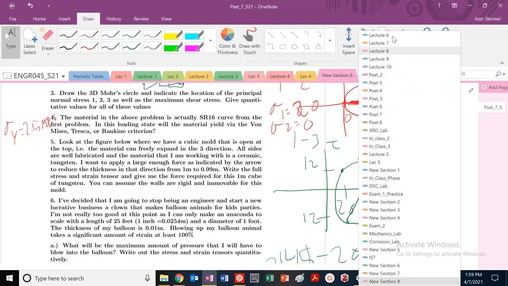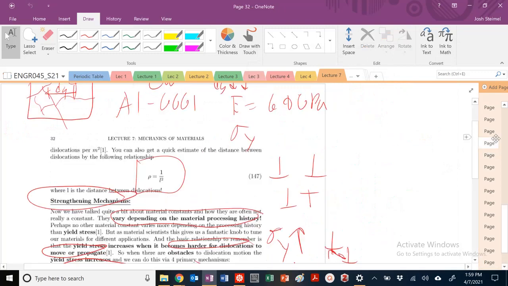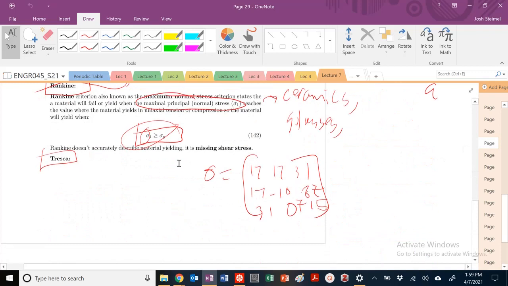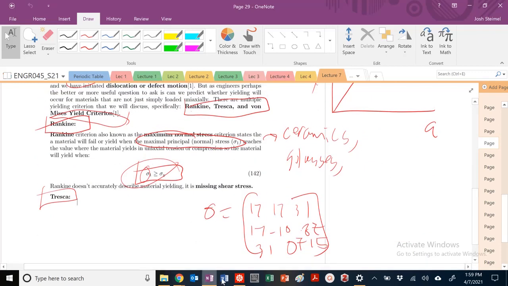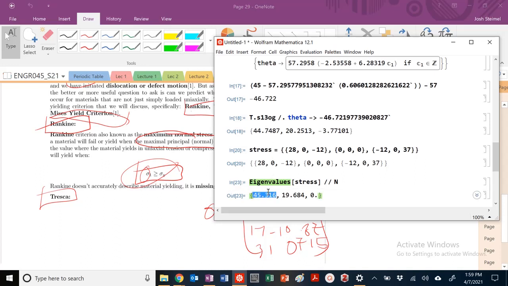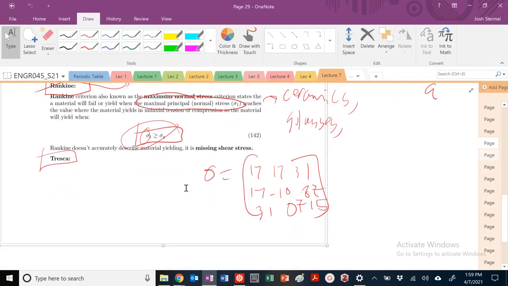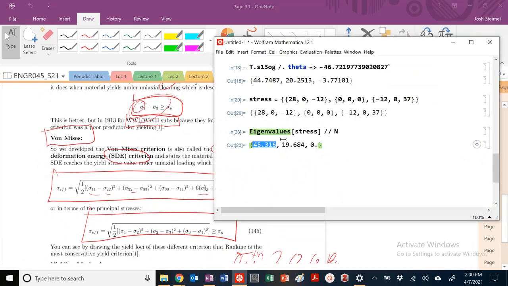So let's remind ourselves what these different criteria are. If we go all the way back to our notes right before yielding and elasticity, Rankine is sigma 1 greater than sigma y? Remember, this is 45 kPa. So is 45 kilopascals greater than 2.5 megapascals? No, that's not the case. What about Tresca? Tresca is sigma 1 minus sigma 3. Well, sigma 1 minus sigma 3, nope, that's not greater than 2.5 megapascals either. What about this one? I'm going to define sigma 1 equals this. We can look at this numerically, times 10 to the 3.